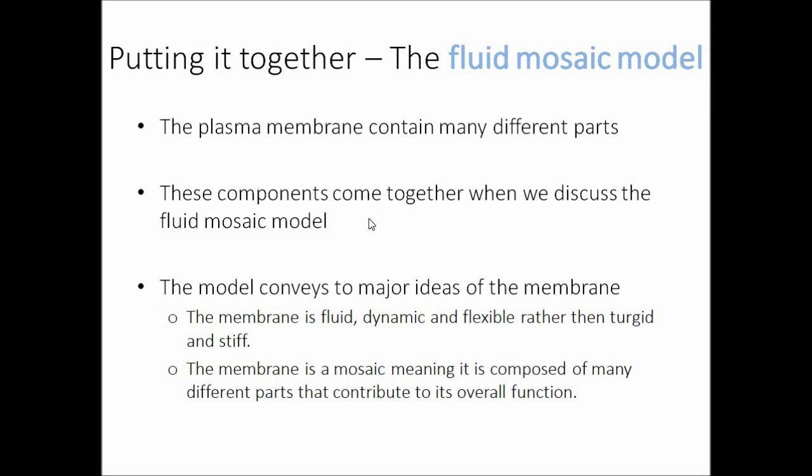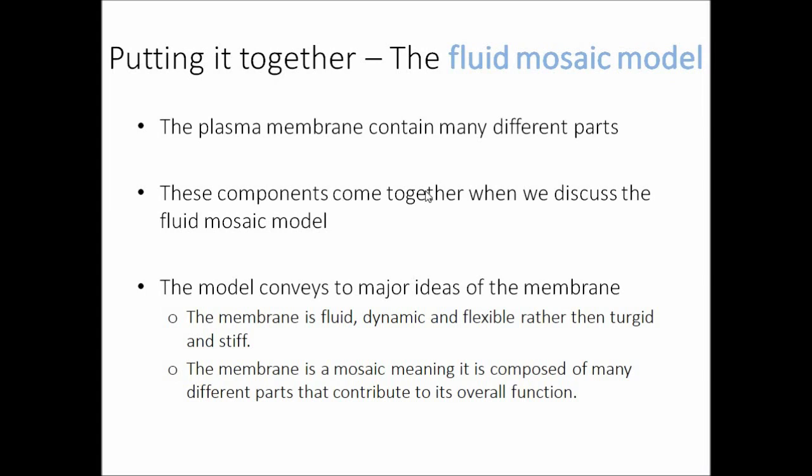So the fluid mosaic model has two major themes, two ideas that come together. The first one is that the fluid in the fluid mosaic model represents the idea that the membrane itself is fluid. It's fluid, it's dynamic, it's flexible, and it's definitely not by any stretch of the imagination something we can consider to be turgid or stiff. So it's really dynamic and fluid by nature. It has a defined shape, perhaps think of blocks of jelly. They've definitely got a defined shape, but they're not structurally super sound or stiff by any means.